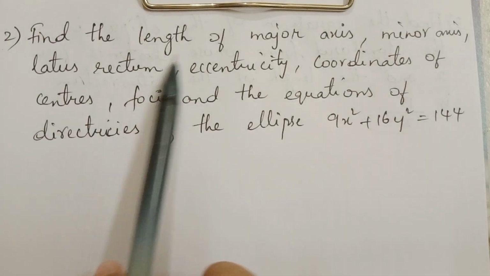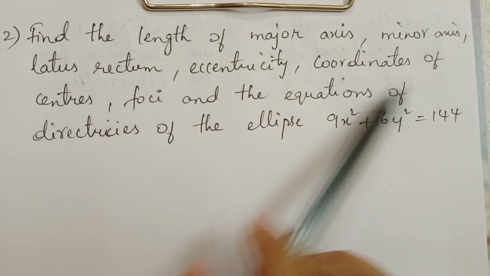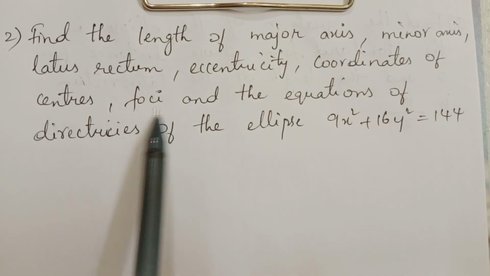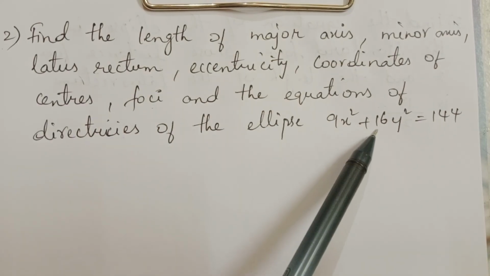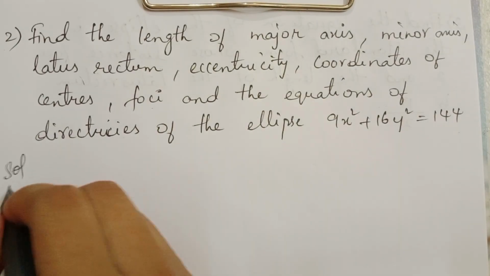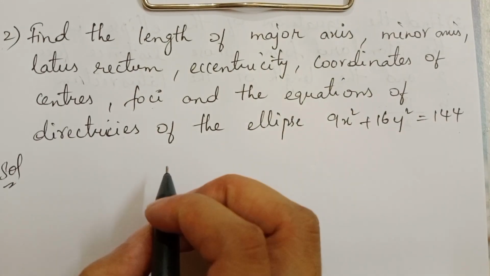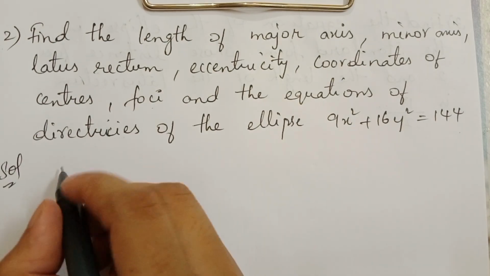Second question is, find the length of major axis, minor axis, latus rectum, eccentricity, coordinates of centers for C, and the equation of directrix of the ellipse 9x square plus 16y square equal to 144. So the given equation of ellipse is in the standard form, right? We have to find all these mentioned in the question.